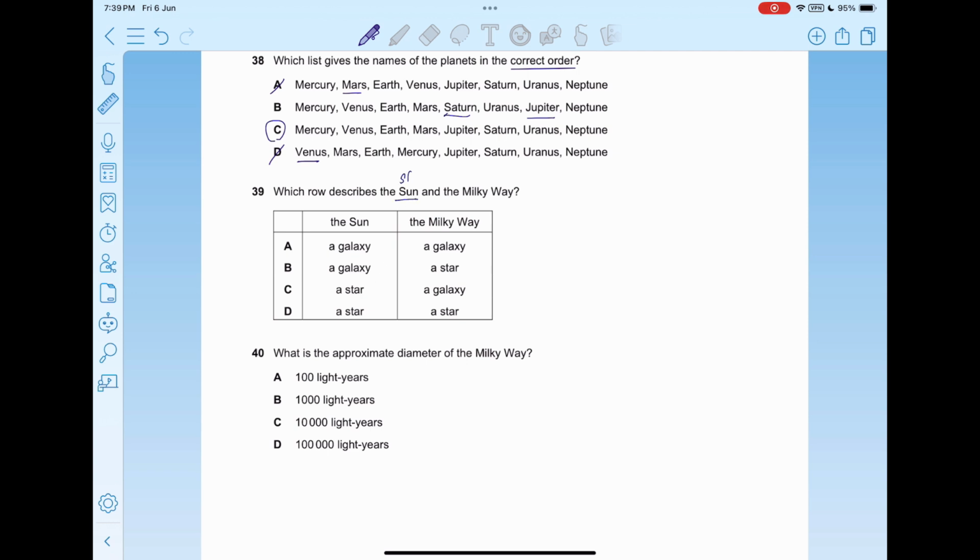Which row describes the sun and the Milky Way? So the sun is a star and Milky Way is a galaxy. So the final answer should be C. What is the approximate diameter of the Milky Way? So the answer is D. This is something that you should memorize.